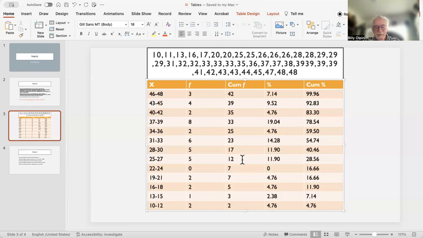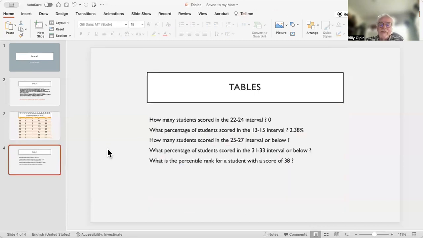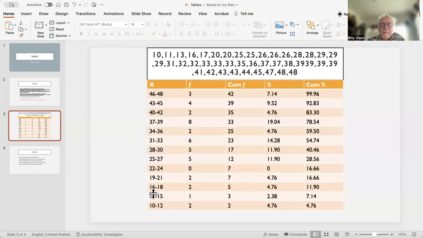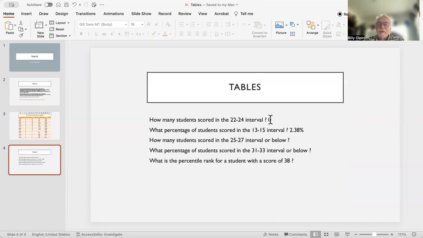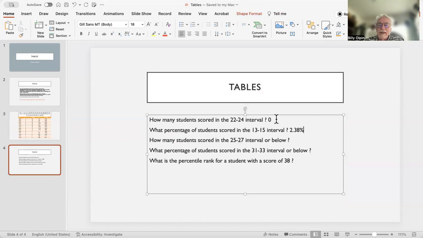This is all the tedious work to get to be able to answer the questions. So, how many students scored in the 22 to 24 interval? I go back here, I find my 22 to 24 interval, I go across to the frequency column, and none. No students scored in the 22 to 24 interval, right? And so the answer is 0. And I had already put it in here because, like I said, this is take 2, and I screwed up right around here.